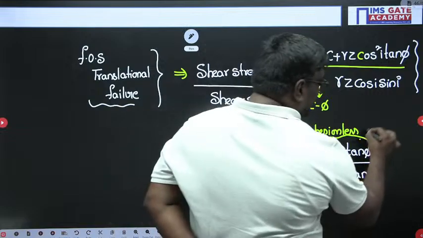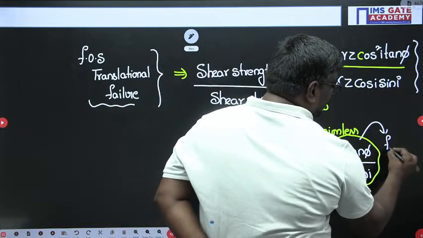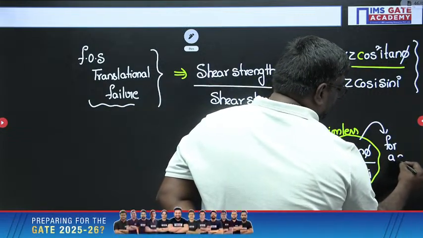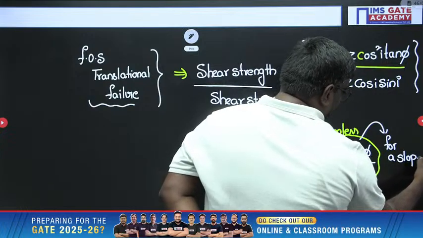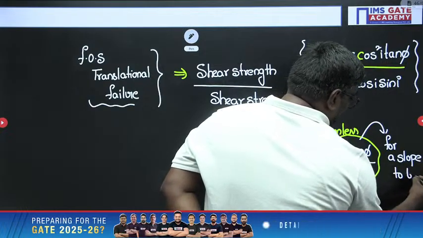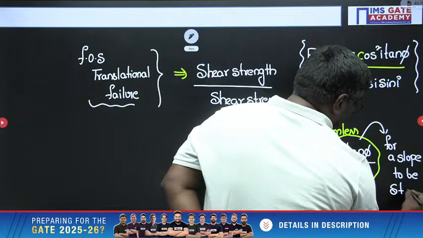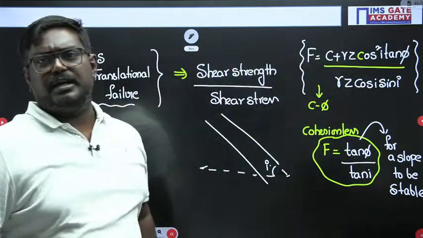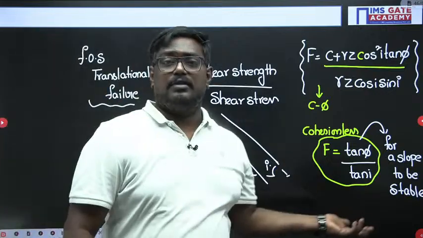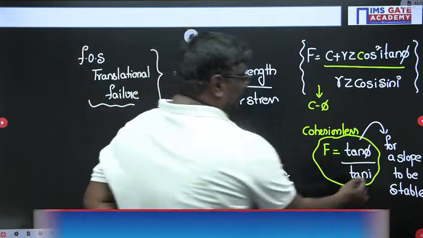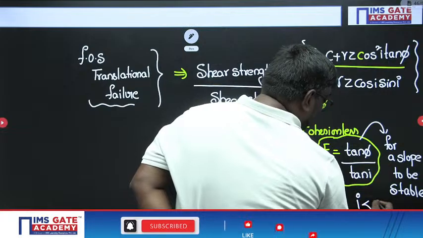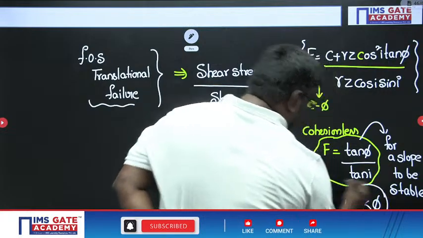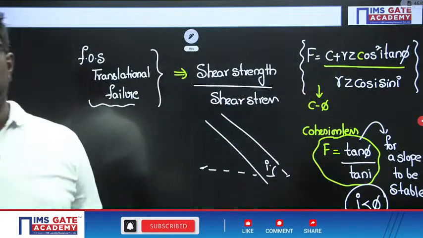And remember, this is another important question. For a slope to be stable, the factor of safety should be greater than 1. When will the factor of safety be greater than 1? If i is less than phi. If i is less than phi, then the factor of safety will be more. Please write that down.